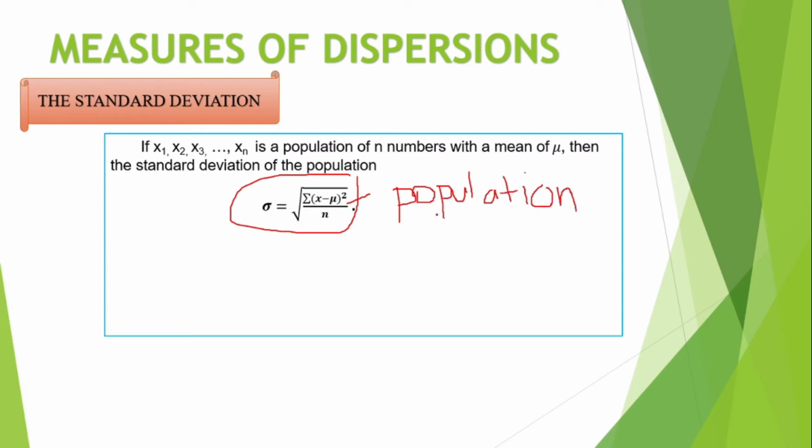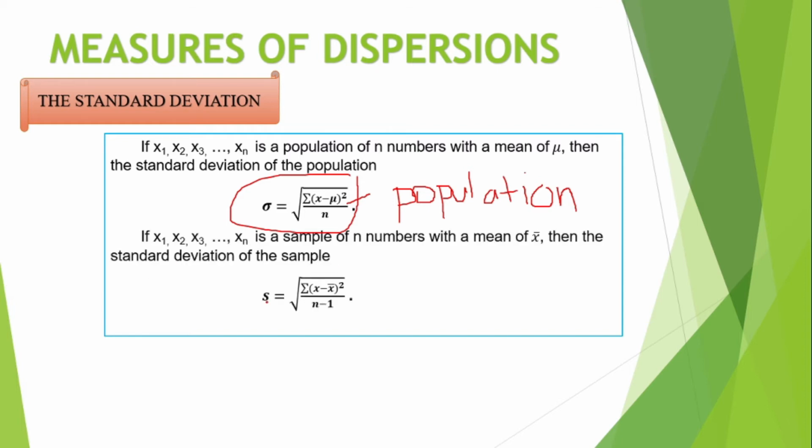While if the given set of data is a sample, we use this formula: s is equal to the square root of the summation of x minus the mean of the sample, squared, all over n minus 1. This formula is intended only for when the given data is a sample of a population. The mean of a population is represented by mu, while the mean of the sample is represented as x bar.